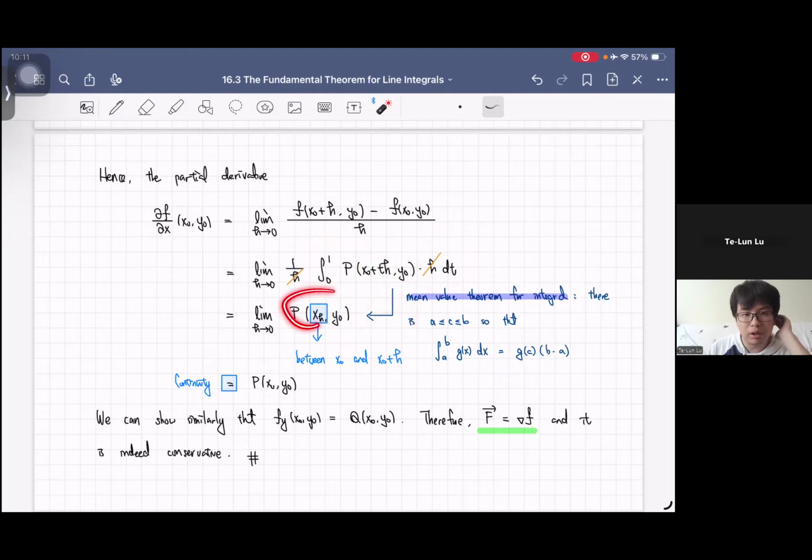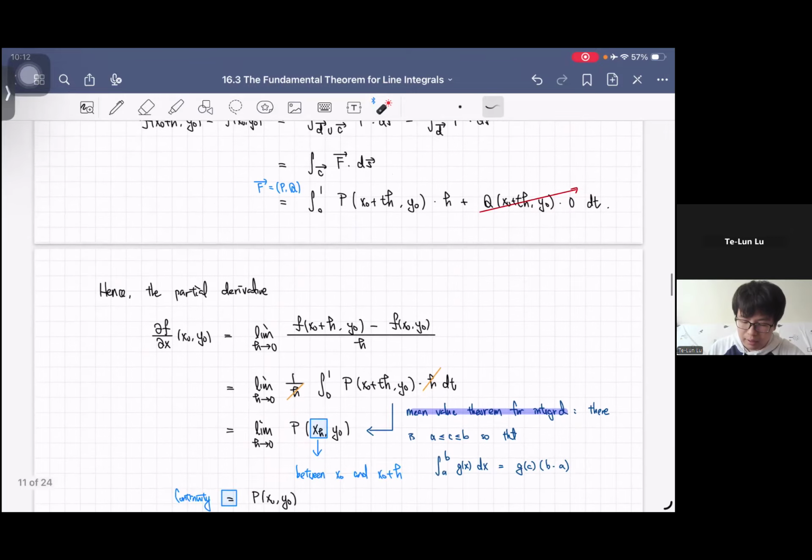Why is this useful? Because when h goes to 0, x naught plus h actually squeezes together, right? So this xh converges to x naught when h goes to 0. And since p is assumed to be a continuous function, this is equal to p of x naught y naught. This is exactly what we want, because we want the partial derivative with respect to the first variable to be the first function in capital F, right?